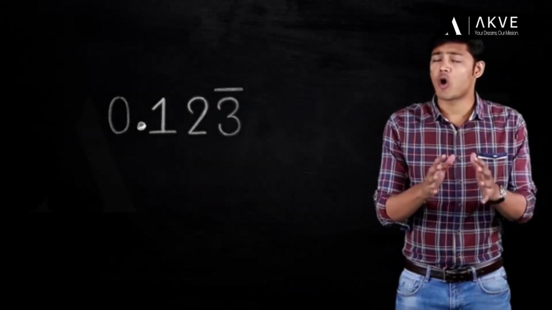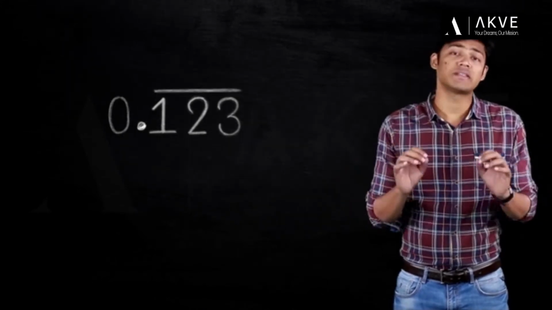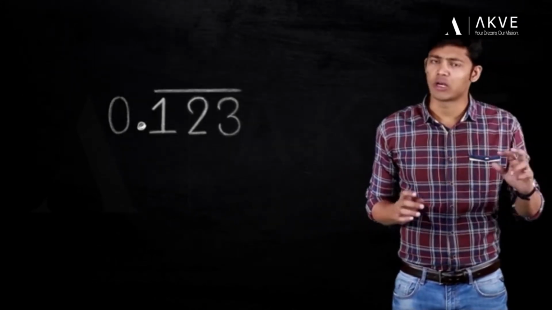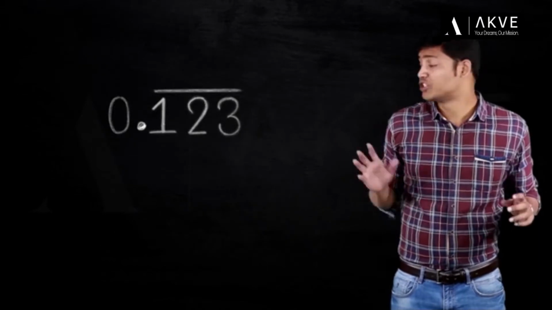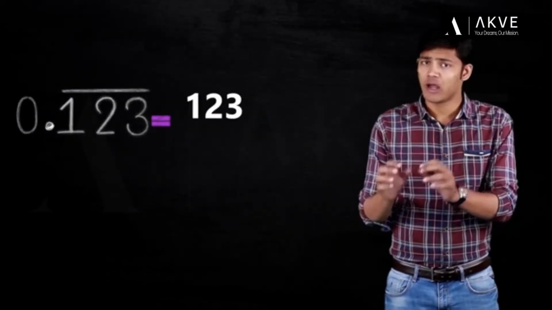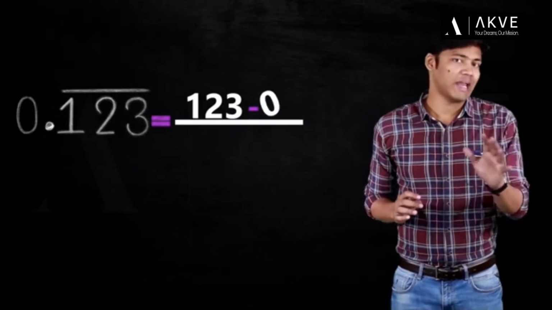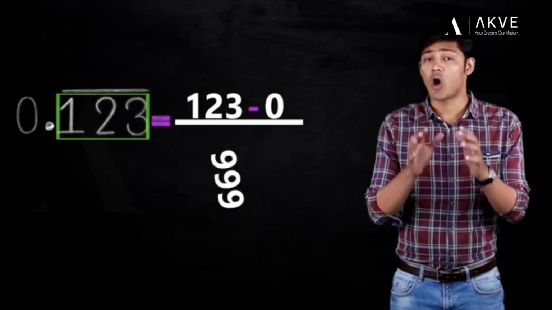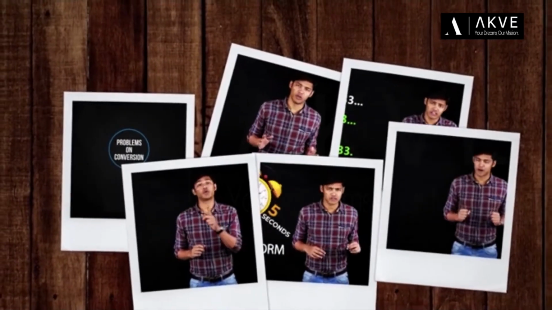If the bar is on all the 3 digits, then we simply subtract 0 from the total number. That is, 0.123 bar will be equal to 123 minus 0 divided by 999, since all the 3 digits are recurring. I promise that with the help of this trick, you can convert in 5 seconds. Let me do that in 5 seconds.